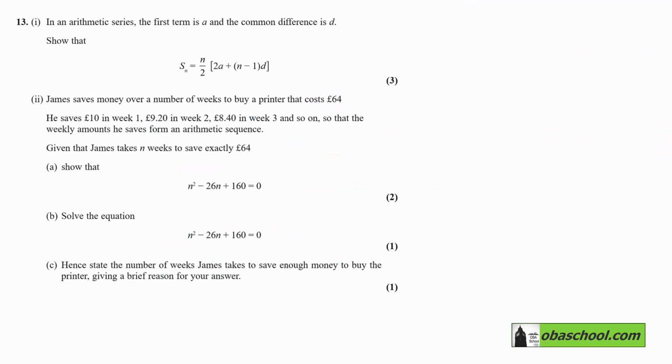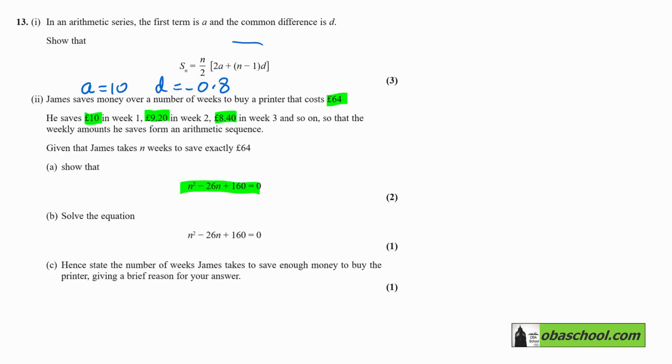Let's move on to the second part of the question. James saved some money over a number of weeks to buy a printer that costs £64. He saves £10 in week 1, £9.20 in week 2, £8.40 in week 3, and so on, so that the weekly amounts form an arithmetic sequence. And what we can see is that a is equal to 10, and d is negative 0.8, negative because it's going down by 80 pence each week. Given that James takes n weeks to save exactly £64, we want to show this.